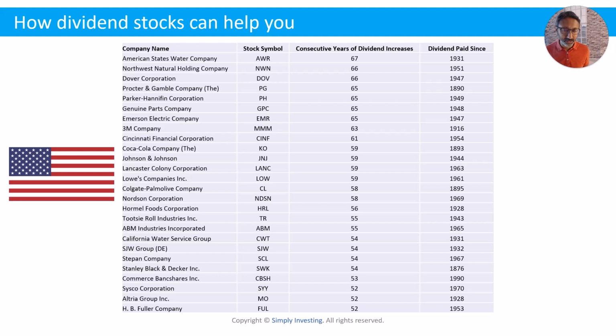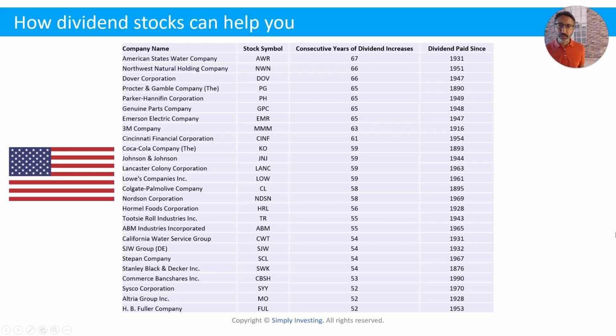Coca-Cola has been paying a dividend since 1893, which is incredible. Colgate-Palmolive since 1895. So they have been paying dividends for many, many years. Now, even more important than that is the column right here. And you can see I'm highlighting it with the mouse. The column that is showing consecutive years of dividend increases. So take a look at that right here. This is even more important and more impressive than paying dividends since the 1800s.